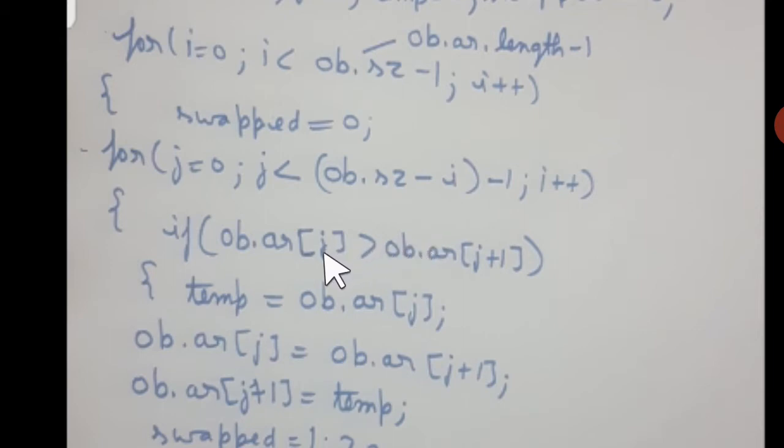Why? Because suppose I am performing the compare and swap for the first time, in the first pass. So ob.sz, the length, is 5, and 5 minus i, where i is currently 0, means there won't be any change, it will be 5. 5 minus 1, that is 4. So finally we get 4. But when we say less than 4, that means 3. So this is going to work for 0, 1, 2 and 3. I hope it's clear to you all.